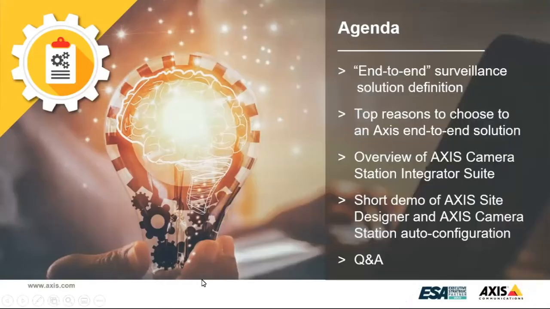So the first thing we want to talk about is just making sure that you understand what we're going to be talking about today. The first thing that we want to talk about is what is an end-to-end surveillance solution. We'll talk about why you would want to partner with Access for one of these solutions. And then we want to get into the tools that are going to help you work smarter, more efficiently, and more effectively with one of our solutions.